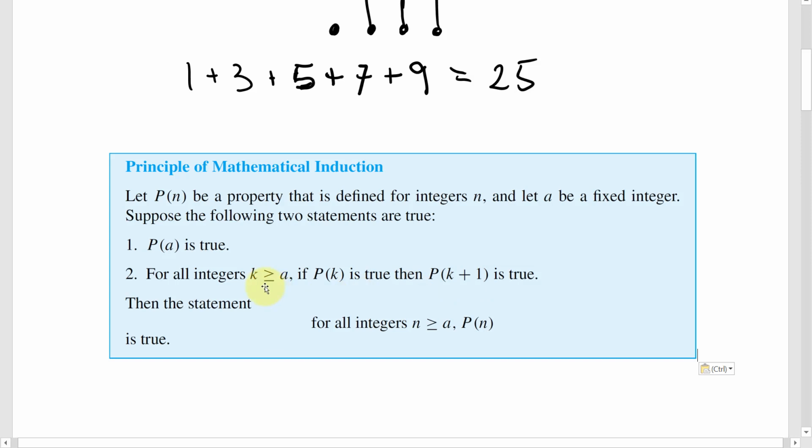If we can show that's true, then taken together, we could logically conclude that the given statement would be true for all values of n greater than or equal to a. For all values of n that are greater than or equal to a, the statement p of n must be true.